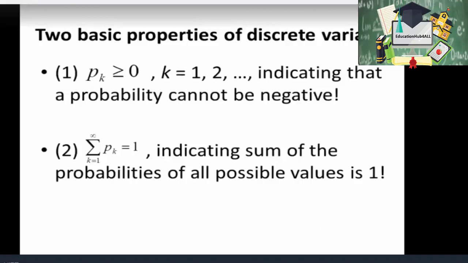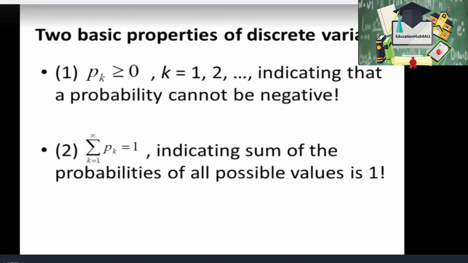Is it the same as when we say 100%? Yeah, you can say probability 1 is 100%. What's the difference between 1 and 100%? For the probability, 100% is 1.